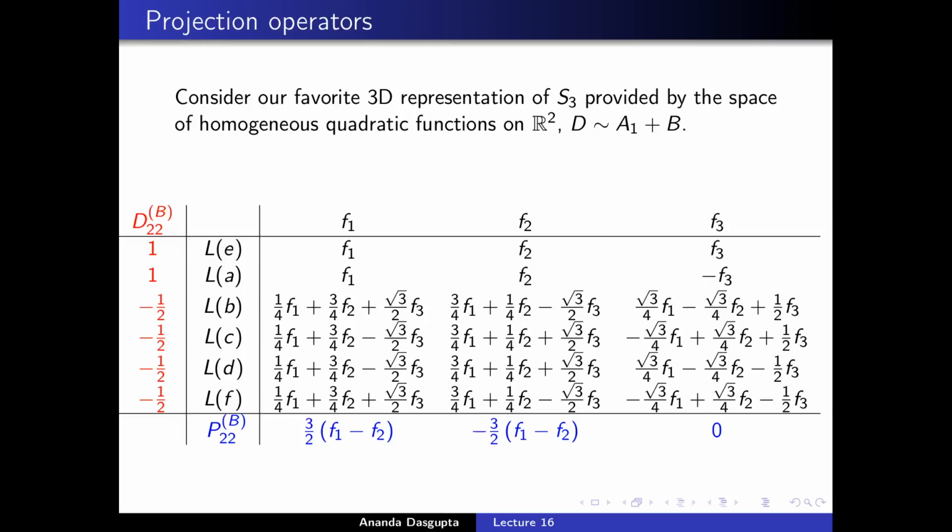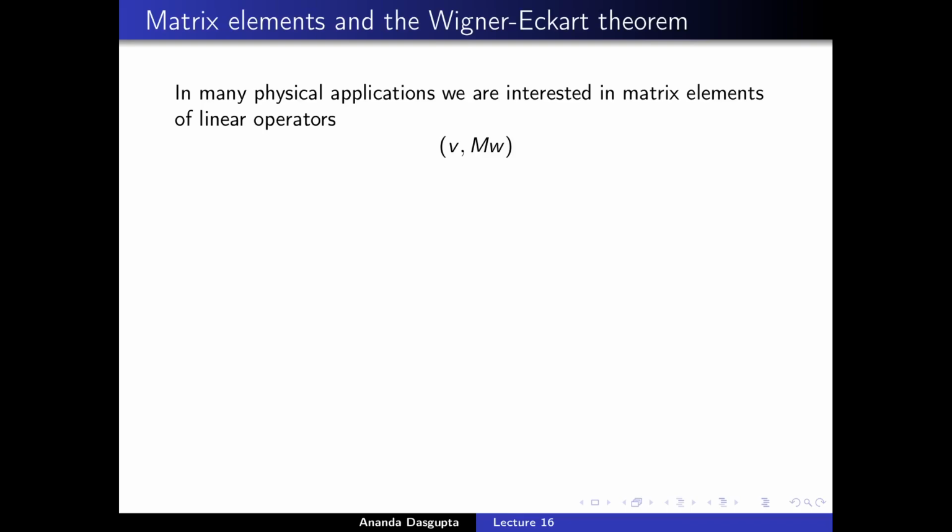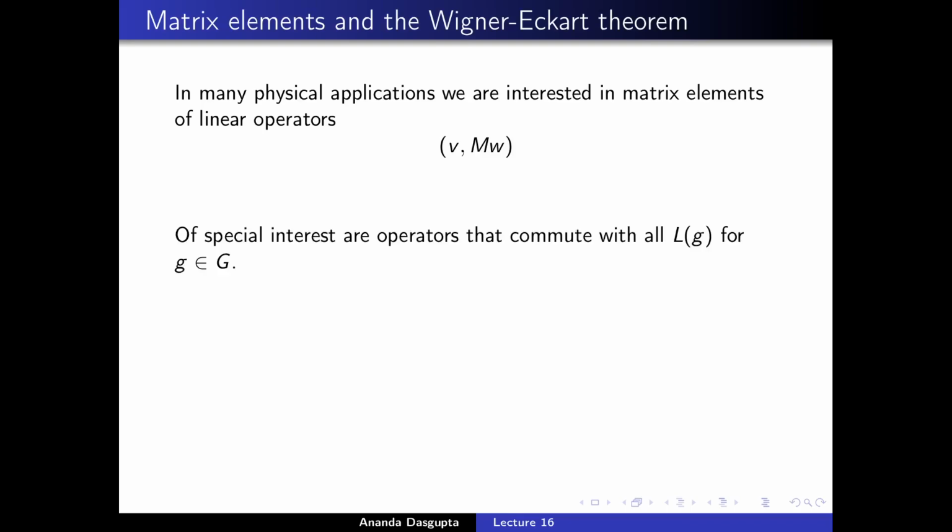We next turn to an extremely important result which has immense physical ramifications. This concerns matrix elements of linear operators or inner products of the form inner product of V with MW, where M is an operator acting on a vector W and you have taken the inner product of another vector V with it. Of special interest to us, especially in physical applications, are the case of operators M which commute with each and every L_G for a symmetry group element G belonging to capital G. So, M commutes with every operator in a representation of a group capital G.